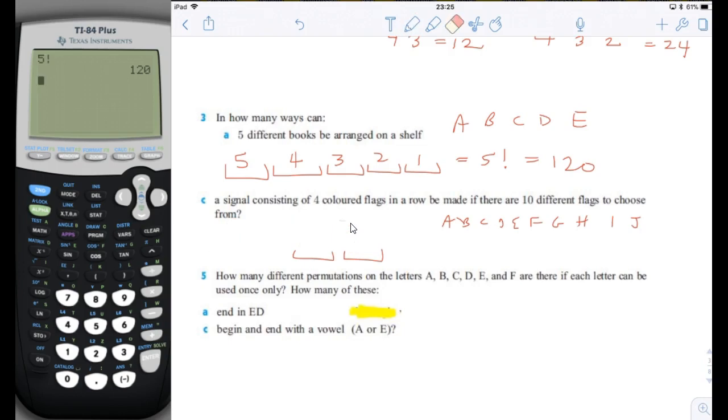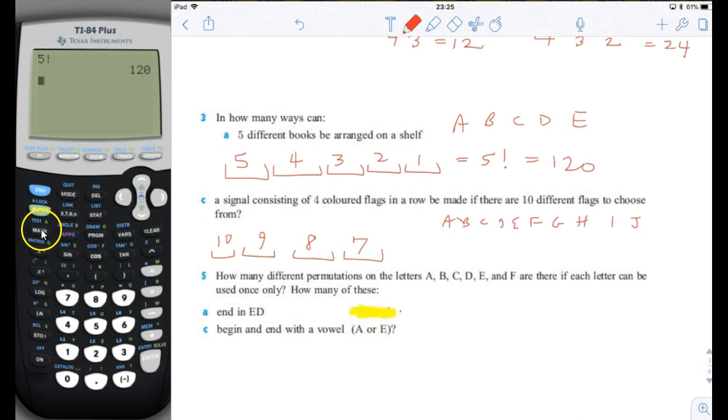You would say, okay, in the first position, you could put one of 10 flags. In the second position, there would be the remaining 9 flags you could use, and then so on, 8 times 7, okay? So for this one, we're going to have basically 10 times 9 times 8 times 7.